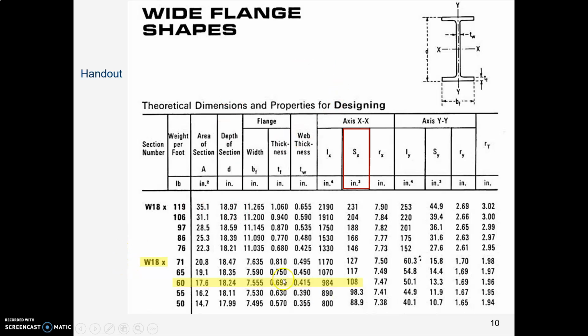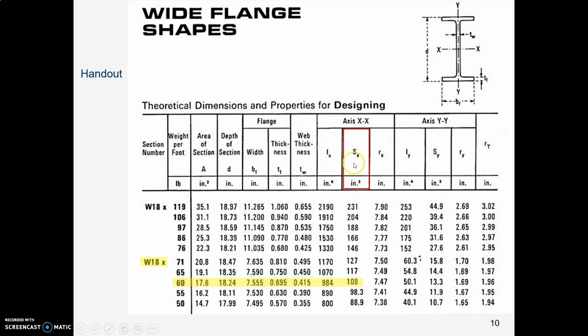And here I've zoomed in on the part of the handout that talks about 18-inch wide flange by 60 pounds per foot. There are a bunch of numbers in this table, sorry, but we are looking for what is happening around the x-axis. That's our bending axis, so we're putting a load down on the top of our beam, and it's going to bend around the middle of the beam. So we're thinking about the x-axis.